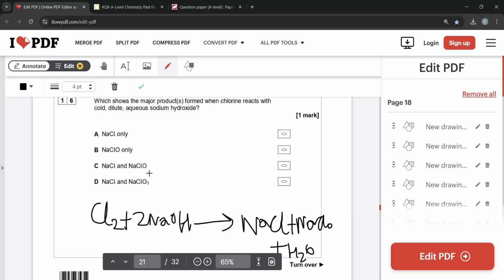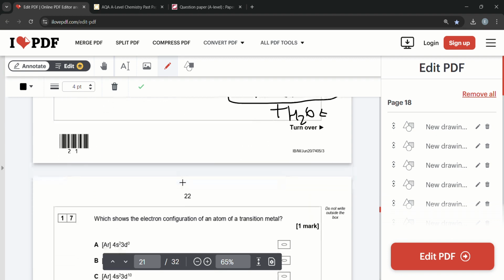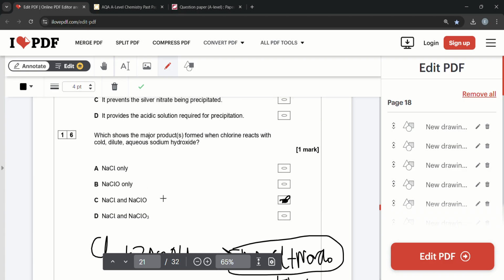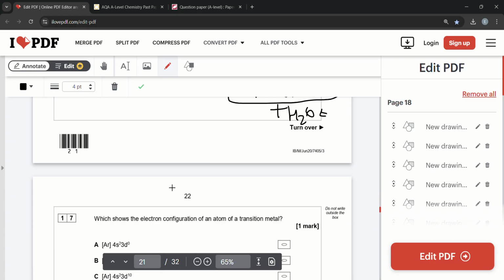So here is a written equation that you do need to know: Cl2 plus 2NaOH gives NaCl plus NaClO plus H2O, which shows the major products formed. Water isn't a major product, it's a byproduct. We've got sodium chloride and NaClO. Therefore the answer is C. Again, this multiple choice question is just how well can you memorize stuff, how well do you know the equation. That's all it's testing. And if you don't know the equation, you're going to have to guess and you're probably going to get it wrong. Maybe not.